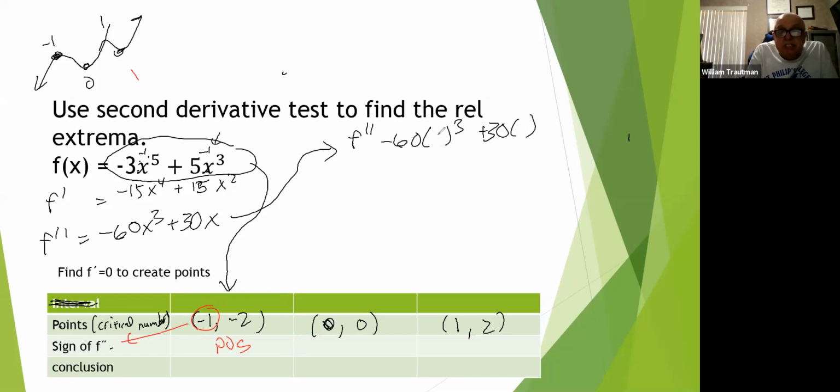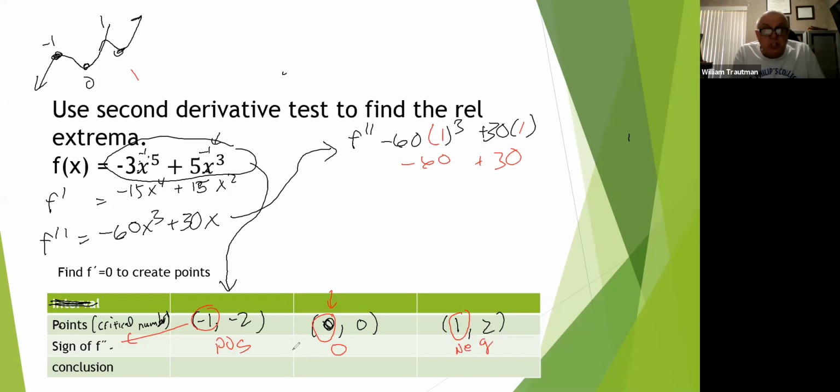If I plug 0 into the second derivative, I get 0 plus 0, I get 0. I don't get a positive or a negative. And if I plug in the last number, 1, 1 to the third is 1, this is negative 60, and this is 30, I get a negative answer.